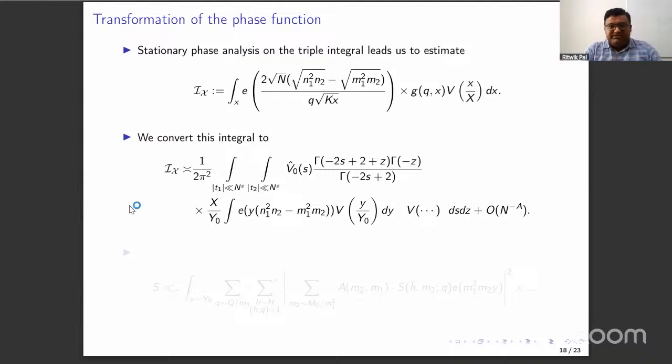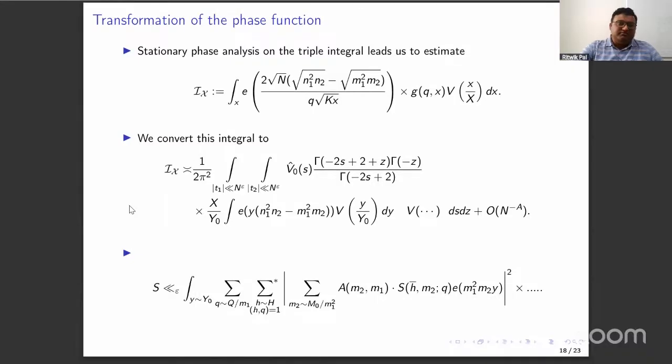One of the key inputs for this transformation of the phase function was the Mellin-Barnes integral formula. The proof is a little bit complicated to discuss here. After we convert the phase function, the crucial part in S is to estimate this kind of sum. Note that there is a sum over Q outside, a sum over H, inside there is an absolute square, and inside the absolute square there is a sum over m.